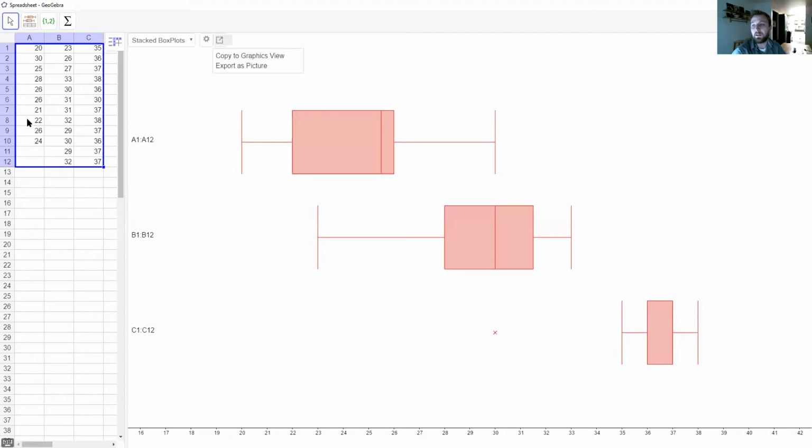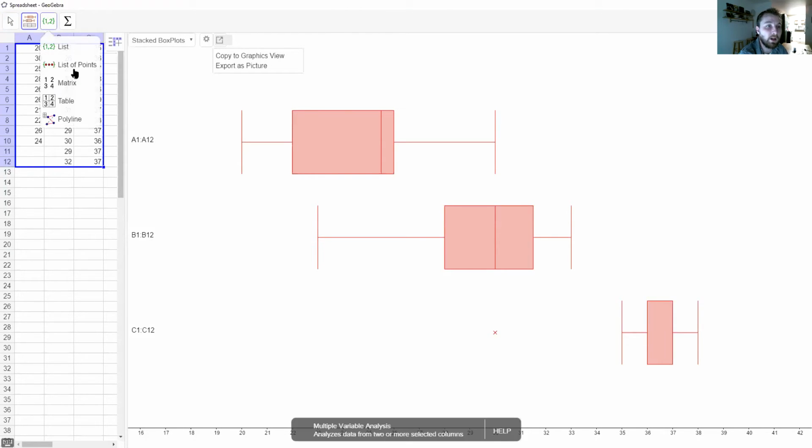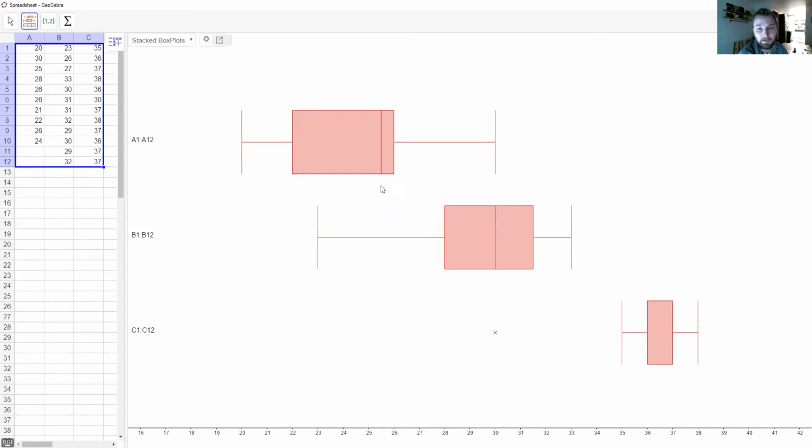And a question that sort of came to me is, is there a difference on average for the amount of time that it takes me to knead the bread? So what I've done is I've typed in all of the minutes that it takes. I've highlighted the data here in GeoGebra, and up at the top, I've selected the option for multiple variable analysis. And what this has done is it's given me the stacked box plot. And I can see here is Arthur's flour.